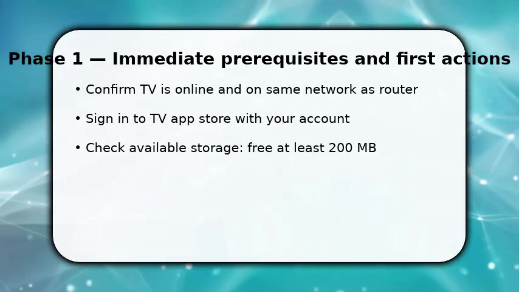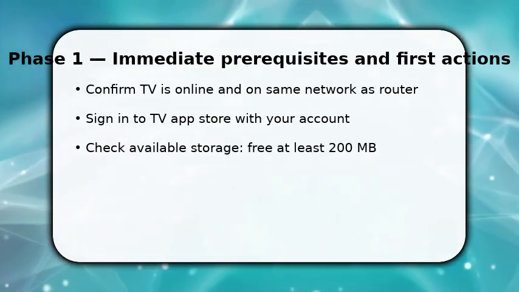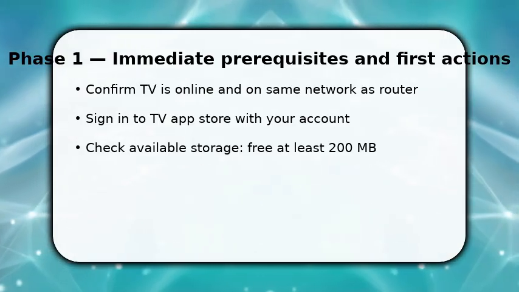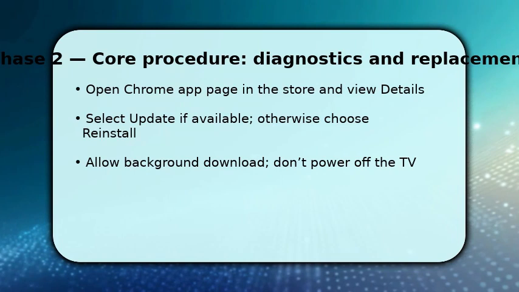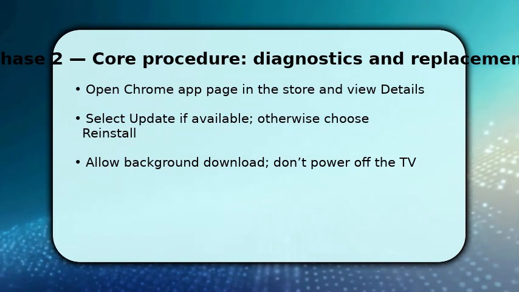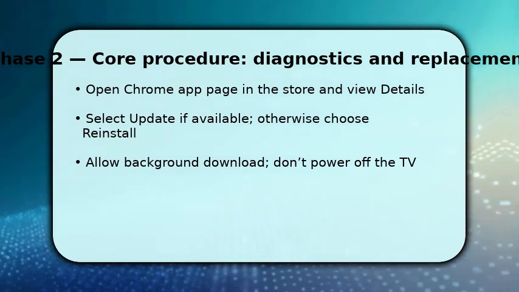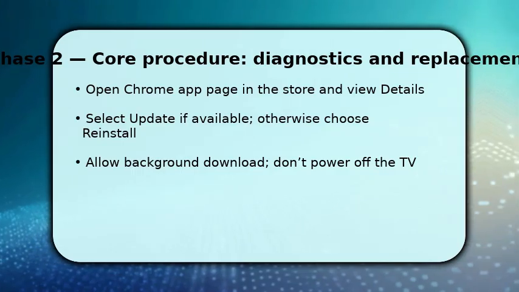Also check storage space. Low space will block updates, so clear apps or cache before continuing. Next, navigate to the Chrome app page in the store and inspect the app details. You want to see the current version and update button. If an update button appears, select it and confirm any permissions.